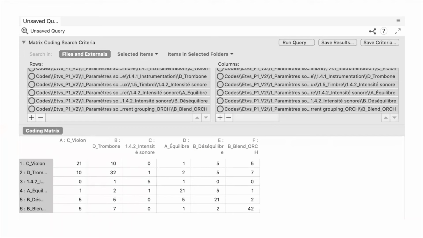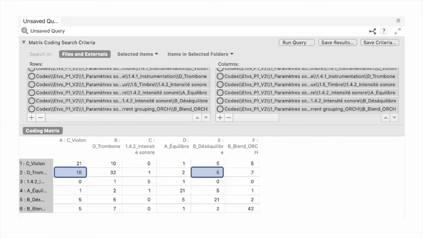Using the matrix coding query in NVivo, we were able to observe pattern and recurrent thematic association in the data. For example, on this slide, a matrix coding query was run to reveal the thematic association between certain categories. We can see that we have 5 references coded at the intersection of imbalance and trombone, and 10 references at the intersection of violin and trombone.